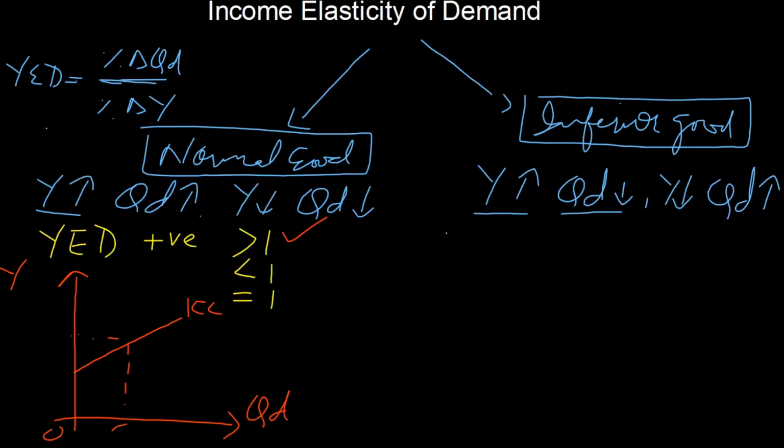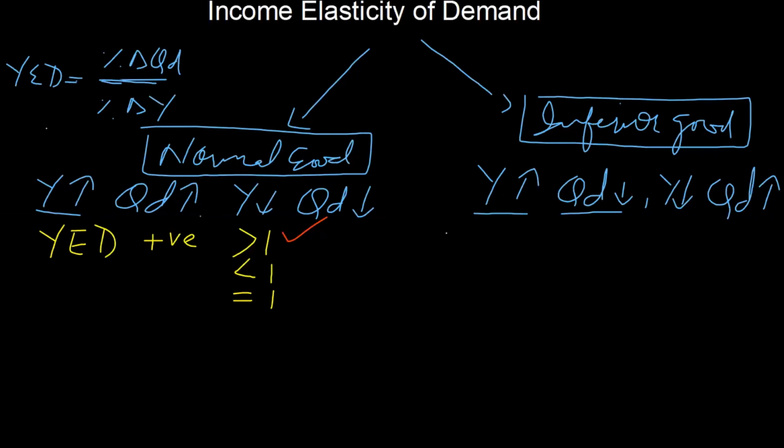For example, initially quantity demand for normal good is Q1 and consumer's income is Y1. Now if there is a little rise in income from Y1 to Y2, then it will lead to a greater rise in quantity demand for normal good. So this is the change in quantity and this is the change in income. So new income is Y2. Income increased from Y1 to Y2 and quantity demand increased from Q1 to Q2. So the ICC curve will be relatively flatter.